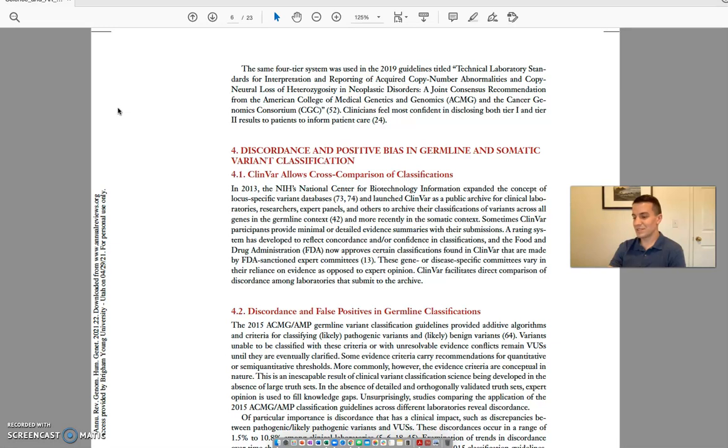A rating system has developed to reflect concordance and/or confidence in classifications, and the Food and Drug Administration, the FDA, now approves certain classifications found in ClinVar that are made by FDA-sanctioned expert committees. These gene or disease-specific committees vary in their reliance on evidence as opposed to expert opinion. ClinVar facilitates direct comparison of discordance among labs that submit to the archive.